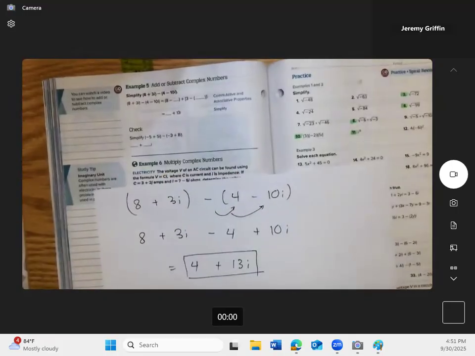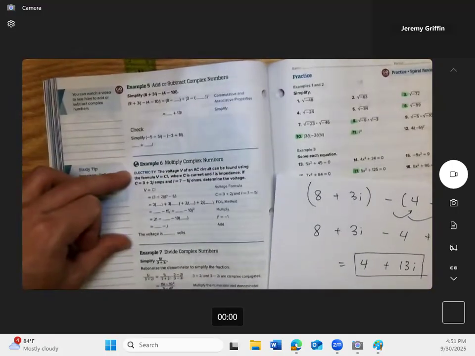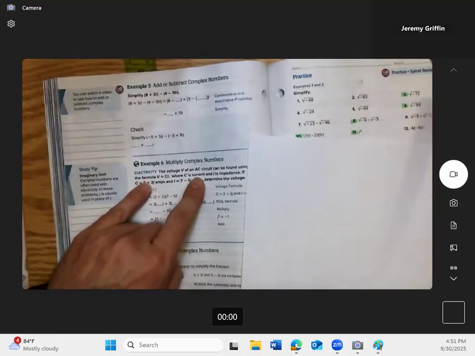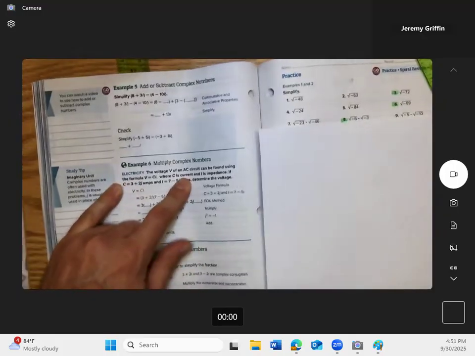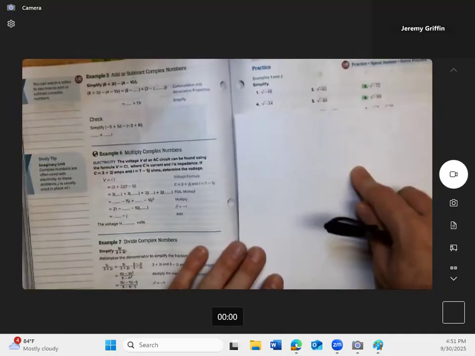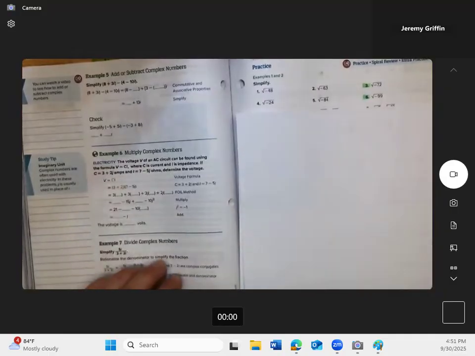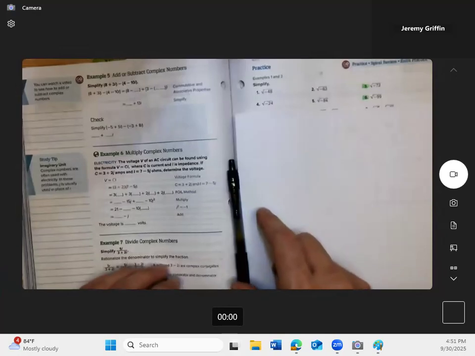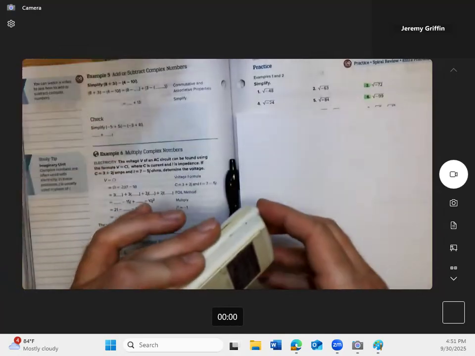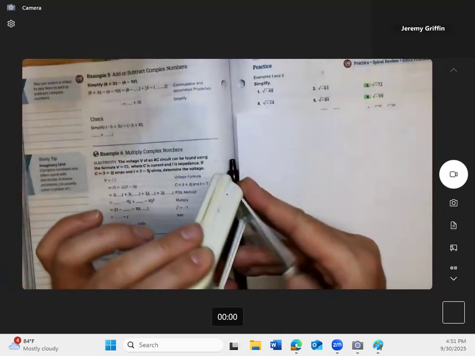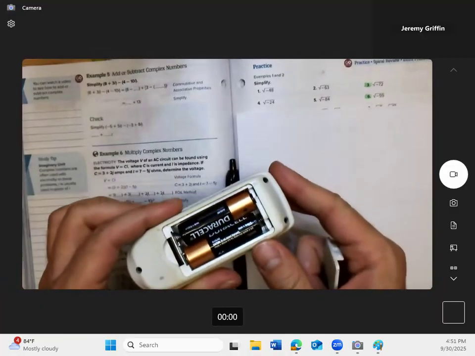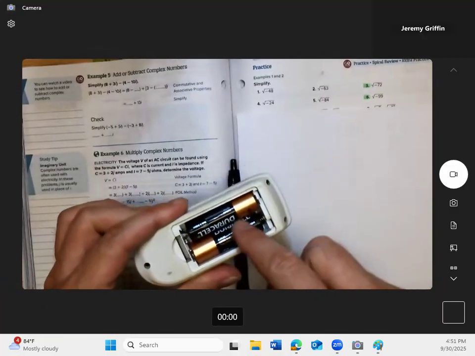Okay, number 6. Multiply complex numbers. Ooh. Oh, and look, we're at this alternating current example. So we're doing some electrical engineering here about alternating current. Here, quick physics connection. So if you plug a battery into an appliance, here I got one right here. Don't want to take this out because it's my screen remote. You see these AA batteries. This is called direct current.